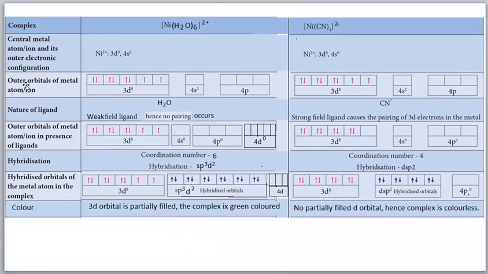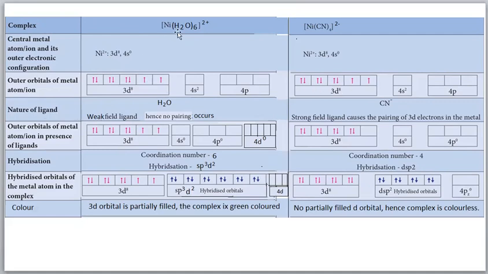Then outer orbital of metal atom or ion. Before this, here nickel, Ni2+, what is the electronic configuration? Scandium, titanium, vanadium, chromium, manganese, iron, cobalt, nickel, 8th element. So 3d8 4s2. Here +2 is there, so 2 electrons are removed from the 4s orbital. So the electronic configuration is 3d8 4s0. Here also the same one. So 8 electrons are there in the d orbitals. In the d orbitals there are 5 orbitals, so 3 orbitals are paired and 2 orbitals are unpaired. Here also the same electronic configuration.